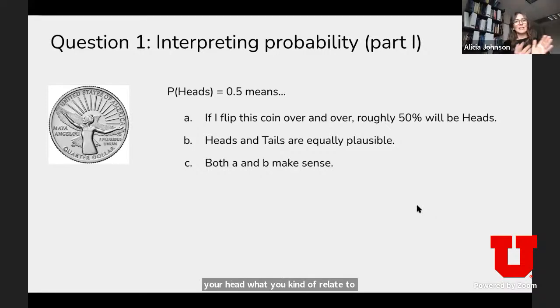And if you're willing to put your answer in an anonymous poll, we'll see how that works out. And I'll wait just a few seconds here.